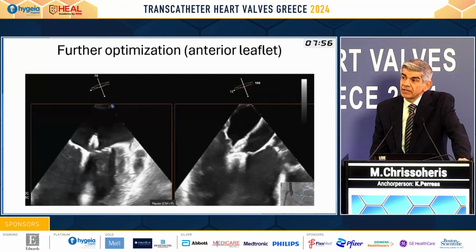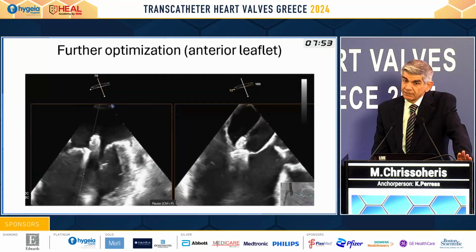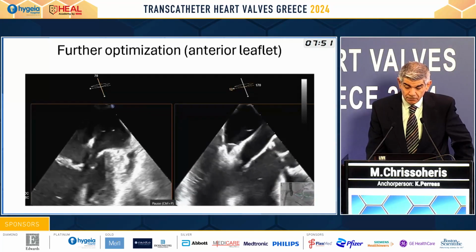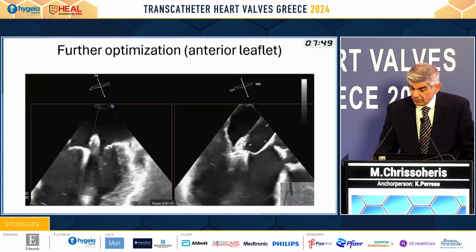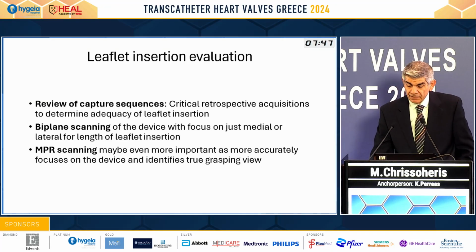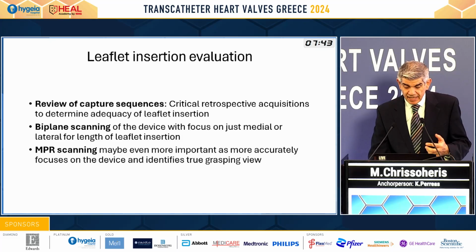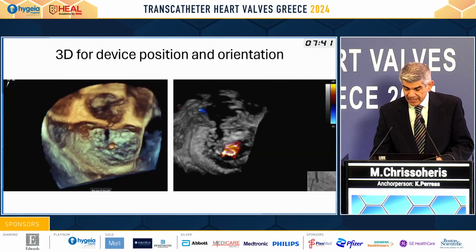The goal is always to try and get the best result with the first device, with a single device as possible, and use a second device only as needed. Leaflet insertion evaluation depends heavily on reviewing our clasping sequences and our biplane scanning and M-TEER scanning.